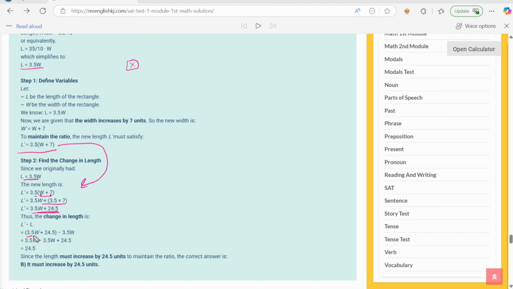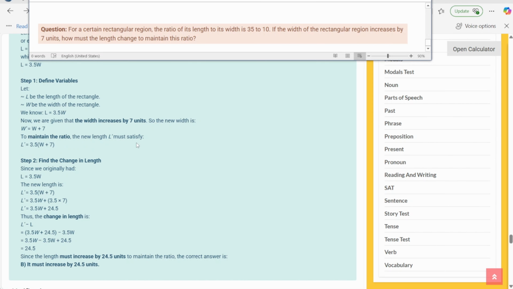Now we have put the new, the latest one, and the old one, with a minus sign here. We can remove our brackets and put this value here, and obviously when we subtract, the W terms are gone, and we get our change value. It's not the new value, it's the change value. As the question asked, it didn't ask for the actual new value, it asked only for the change value. And we get our change value, 24.5.